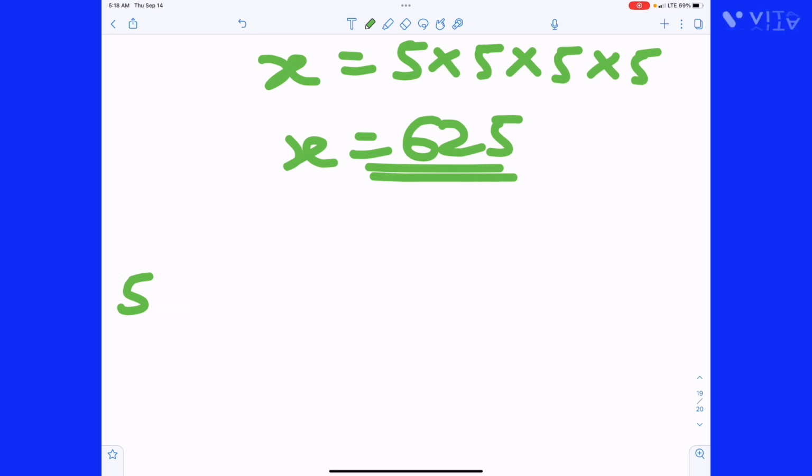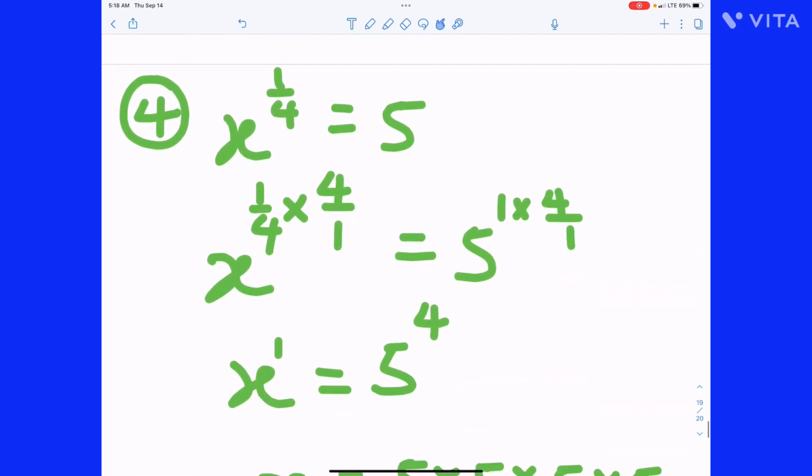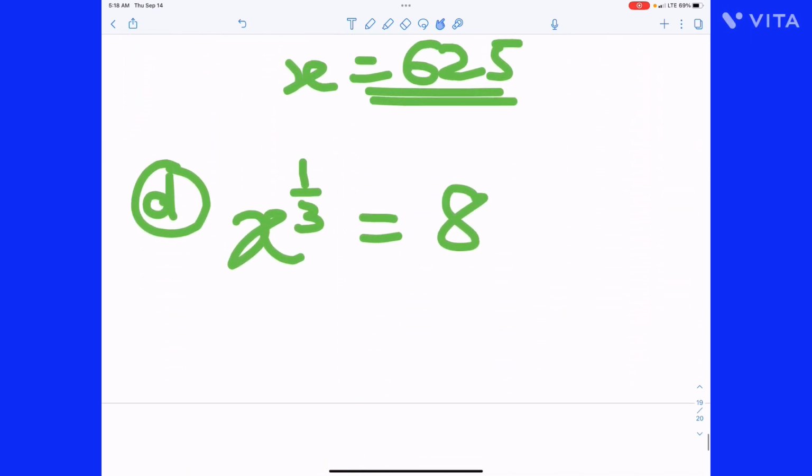Okay, I think I should be giving you questions to answer that are similar. Let me give you this one. X raised to power 1 over 3 is equal to 8. Find x. So you do it exactly the way I did number 4 here. Just multiply this one by 3 over 1 and this one by 3 over 1 also. So your answer will be x is equal to 8 raised to power 3. So let's continue with our corrections.